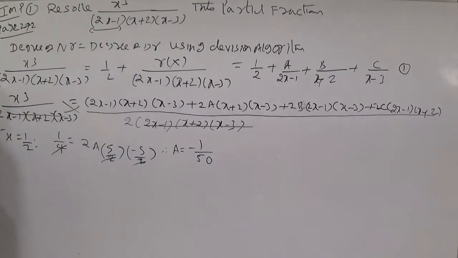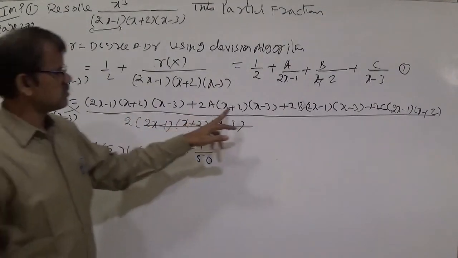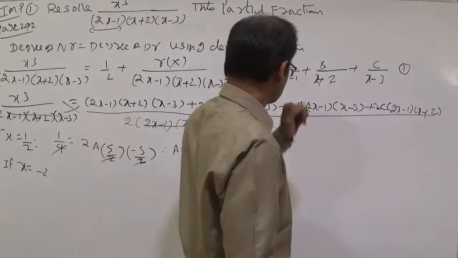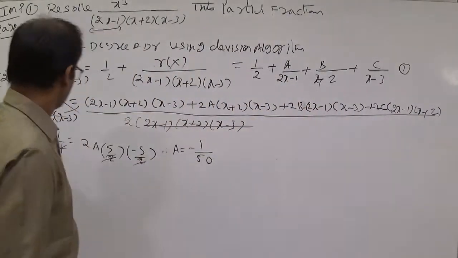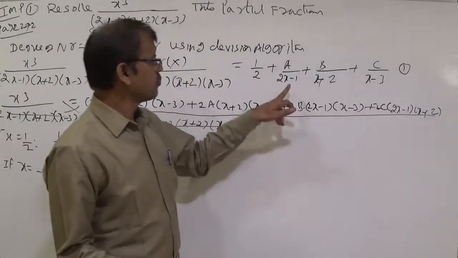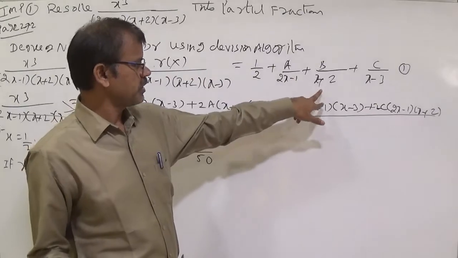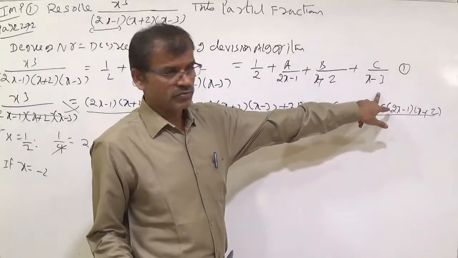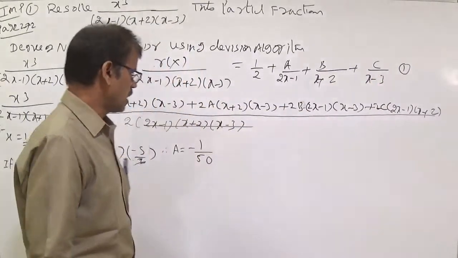Minus 1 by 50. Now you can write if x is equal to minus 2, this becomes 0, this becomes 0, this becomes 0. We will be getting B. So students, whenever you put 1 by 2, you will be getting A, whenever you put minus 2, you will be getting B, whenever you put 3, you will be getting C. It is a shortcut for objective.